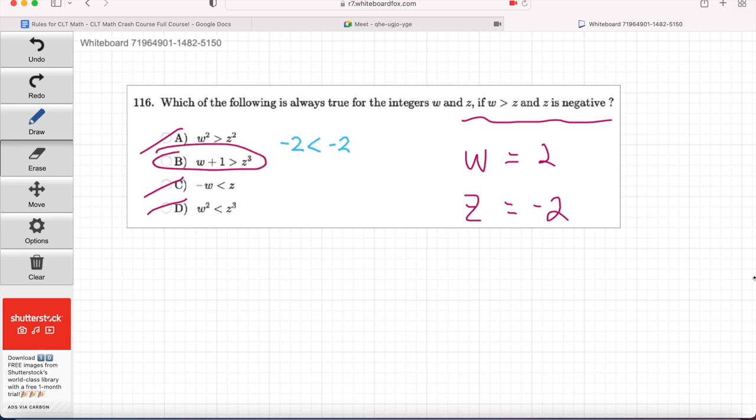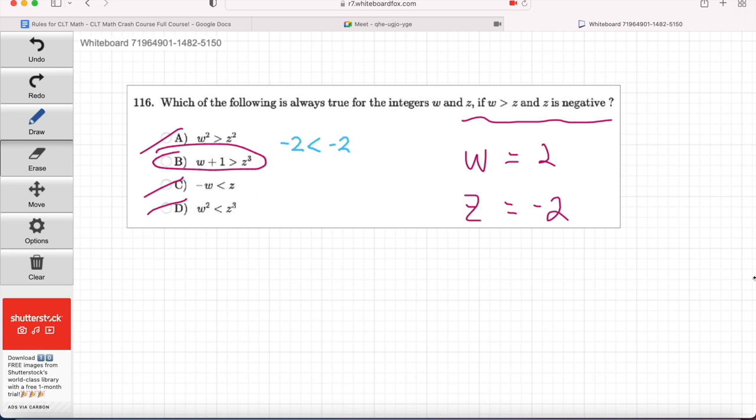Choice B. Any questions about that, Karis? Just to confirm, when it says always true, it'll be true for any set of variables that meet the requirements. Absolutely. Be really careful with that language.